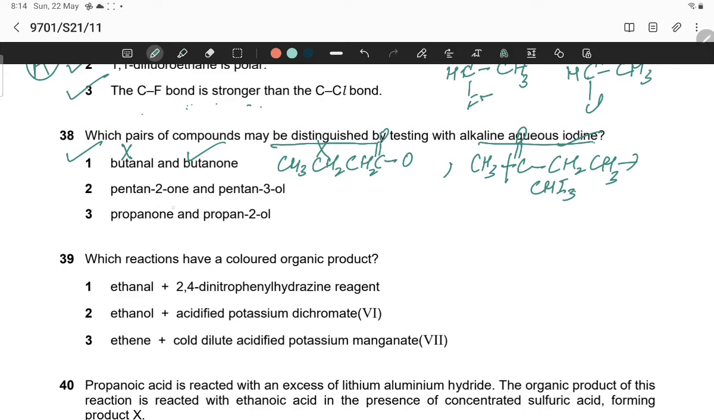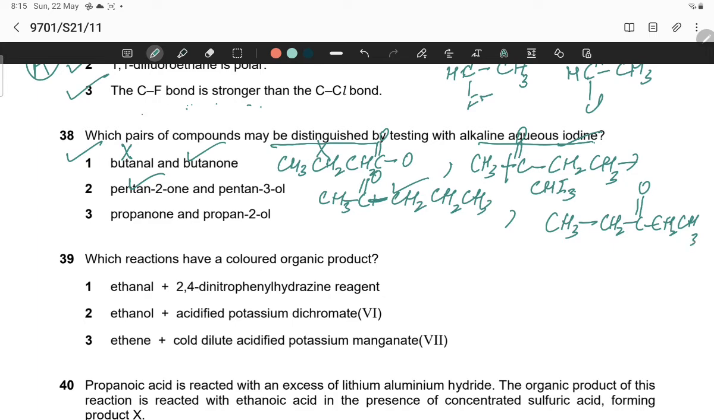Pentan-2-one and pentan-3-ol. Pentan-2-one, CH3C double bond O CH2CH2CH3, also gives the positive test with iodine. Pentan-3-ol, CH3CH2C double bond O CH2CH3, will not give the positive test with alkaline aqueous iodine. So this is incorrect. So this statement is correct because it can be distinguished between these two compounds.